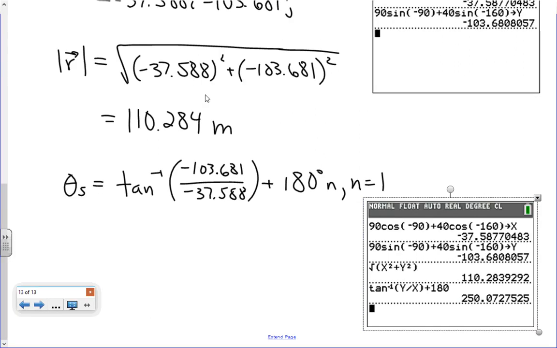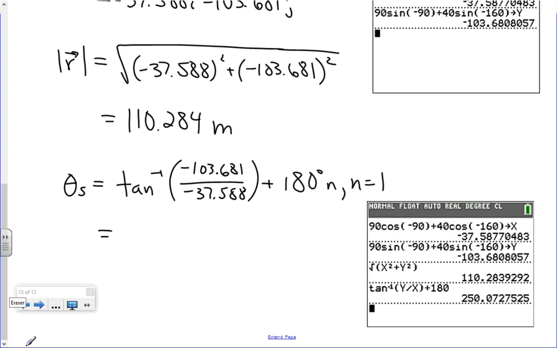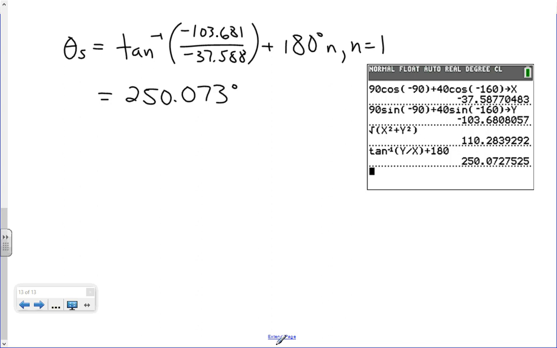All right, so we have theta sub s, our angle, our direction there from standard position, was equal to 250.073 degrees. But again, that's not the question. The question is what's the bearing measurement, because that's the standard they were using for this problem, or that's how they measured their angles for this problem.